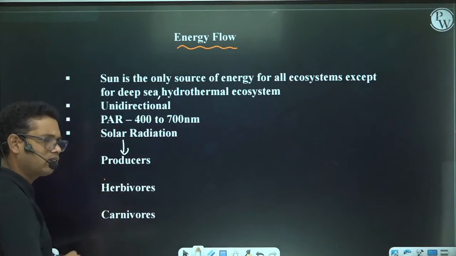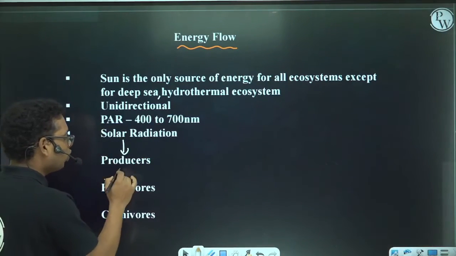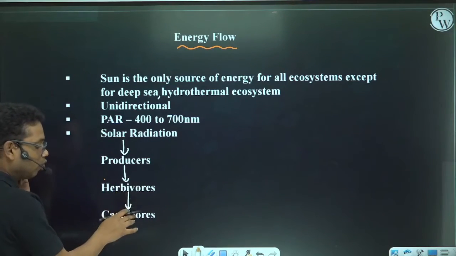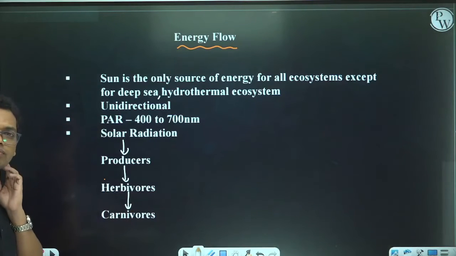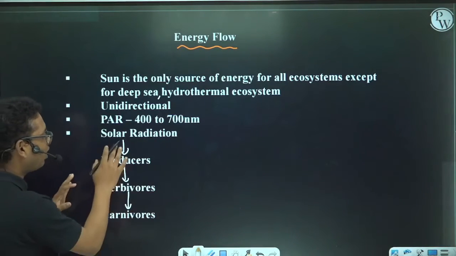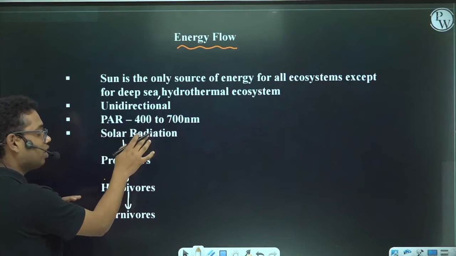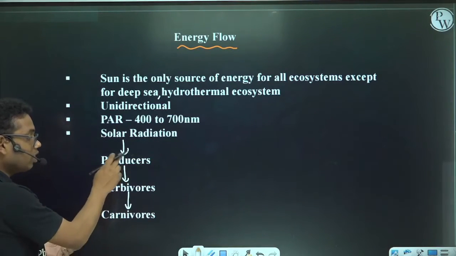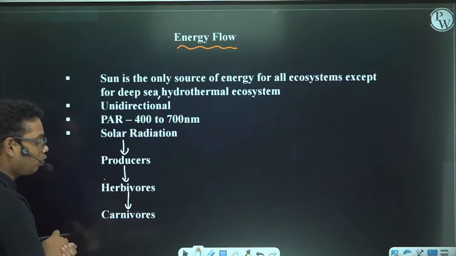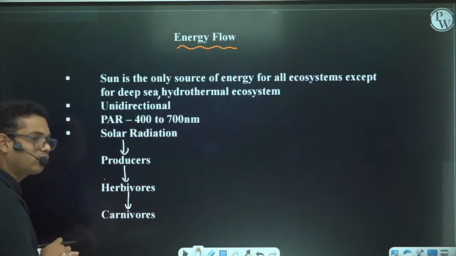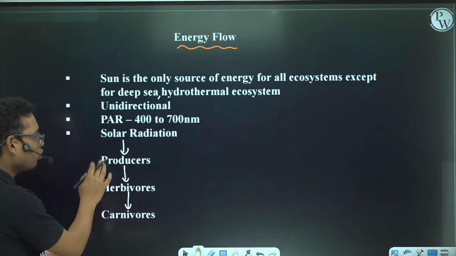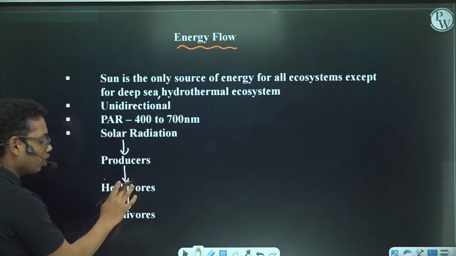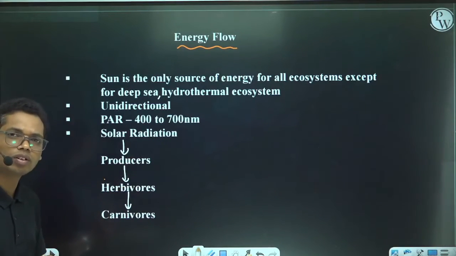They will perform photosynthesis, they will produce food, and that food will be uptaken by the herbivore, and the herbivore will be consumed by the carnivores. So here you can see the solar energy is transferred to the producers. The energy present in the producers is transferred to the herbivore, and from the herbivore the energy is transferred to the carnivore. So the direction of the flow of energy is from sun to the producer to the herbivore to the carnivores.